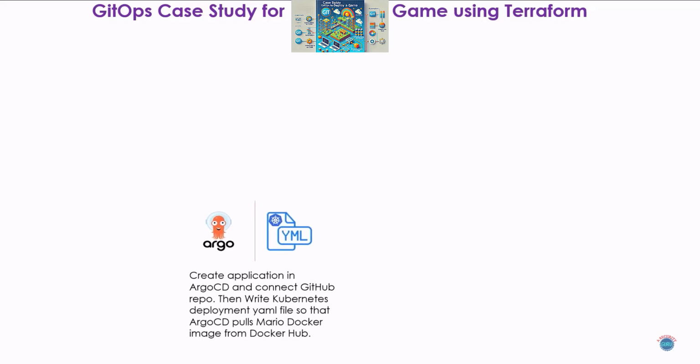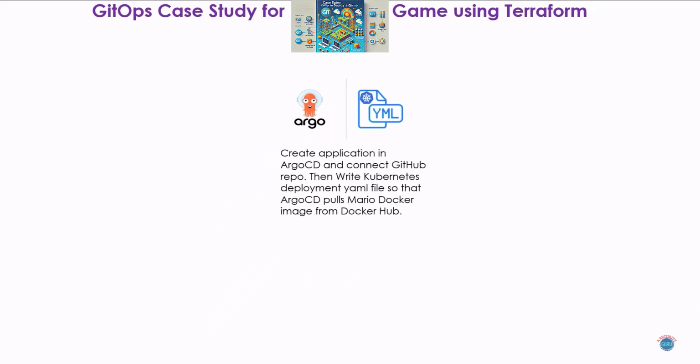Once we have implemented the code to generate dynamic tags for our Mario Docker image, we will move on to our next advanced step to create an application in ArgoCD and connect ArgoCD with our Mario game GitHub repo. ArgoCD will also need a Kubernetes deployment YAML file so that ArgoCD can pull the Mario Docker image from Docker Hub. We will use ArgoCD to demonstrate GitOps pull-based mechanism for deploying our Mario Docker image to Azure Kubernetes cluster.